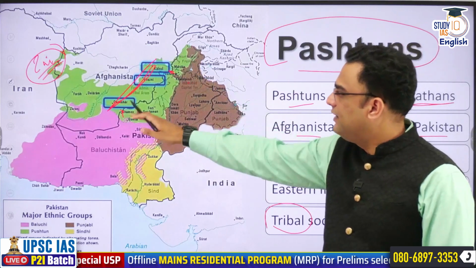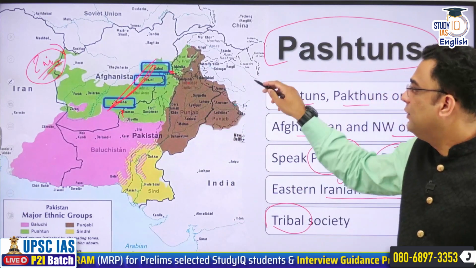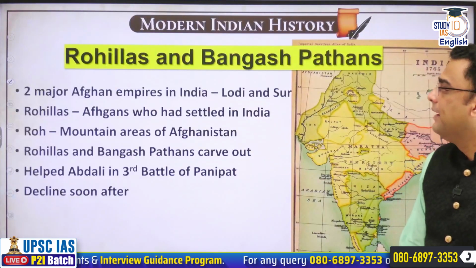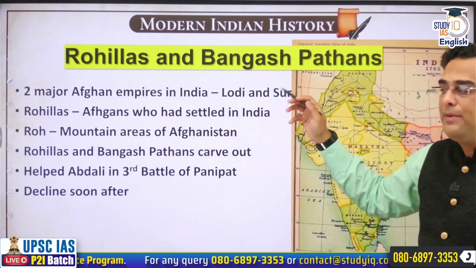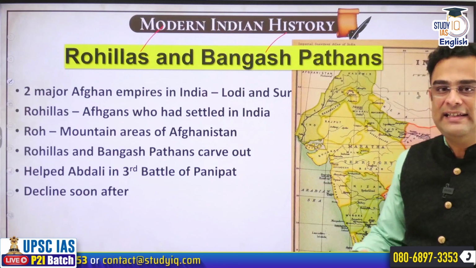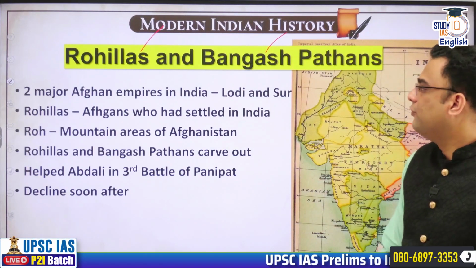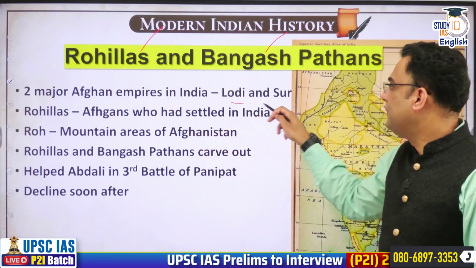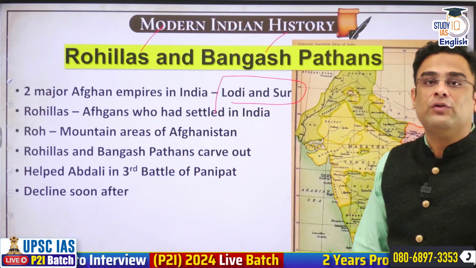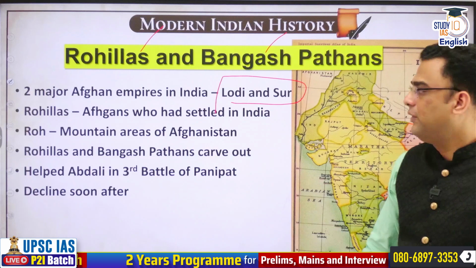And all of this area is a mountainous area, which is often referred to as Roh, as we have seen in our earlier classes. Okay. So Rohilas and Bangash Pathans, they established two states in India in the 18th century. Now we are going to see the history of that 18th century. Two major Afghan empires before this were the Lodhis and Surs. So the Lodhis and Surs in the 16th century were two Afghan empires that we saw.